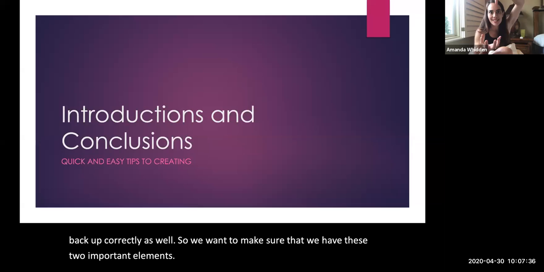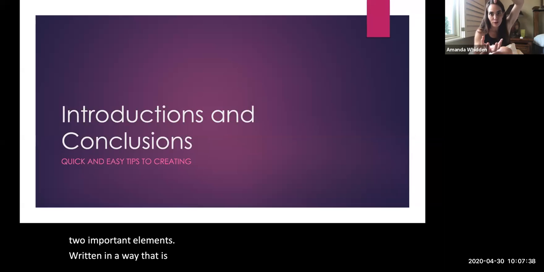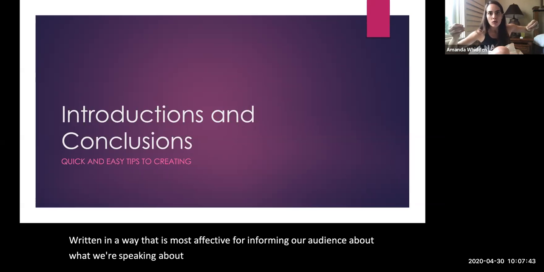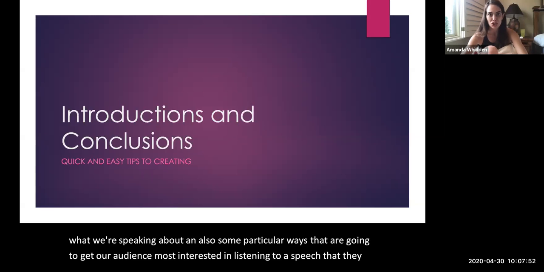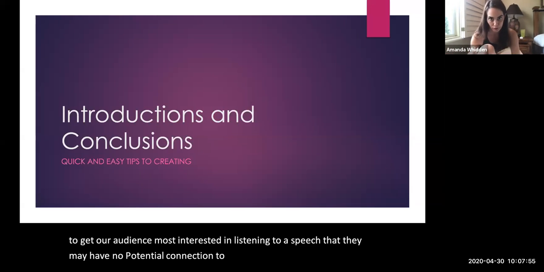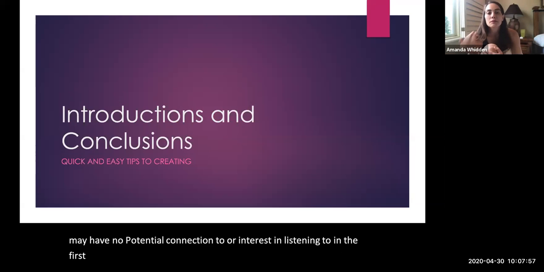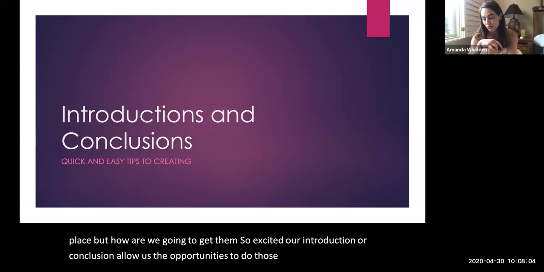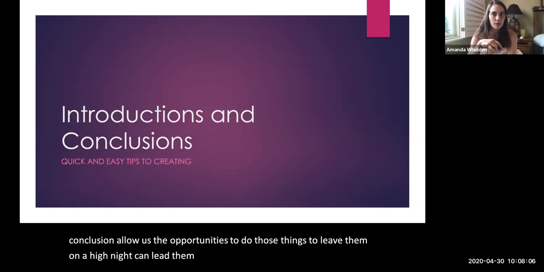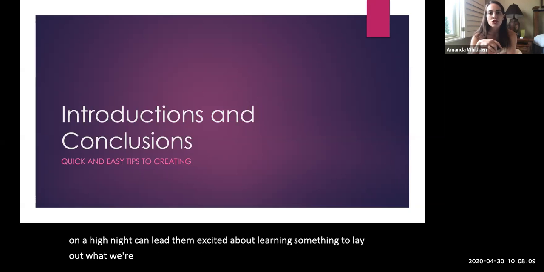written in a way that is most effective for informing our audience about what we're speaking about, and also in particular ways that are going to get our audience most interested in listening to a speech that they may have no potential connection to or interest in listening to in the first place. But how are we going to get them so excited? Our introduction and our conclusion allow us the opportunities to do those things: to leave them on a high note, to leave them excited about learning something, to lay out what we're going to speak about, to contextualize information.